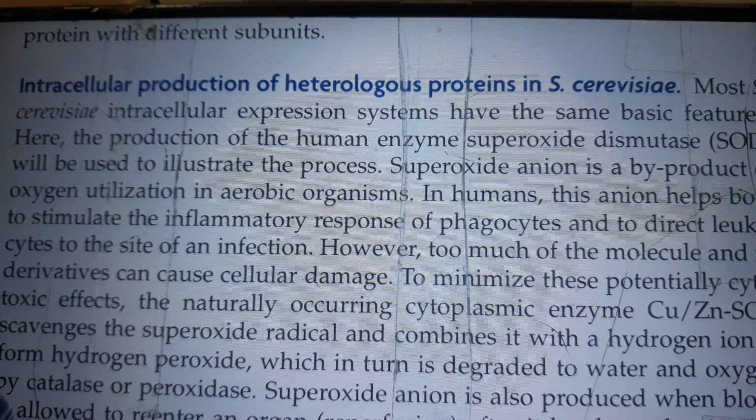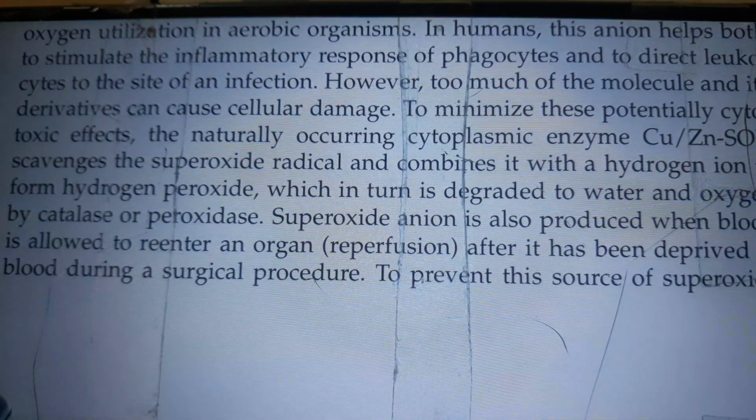Superoxide anion is a byproduct of oxygen utilization in aerobic organisms. In humans, this anion helps both to stimulate the inflammatory response of phagocytes and to direct leukocytes to the site of an infection. However, too much of the molecule and its derivatives can cause cellular damage. To minimize these potentially cytotoxic effects, the naturally occurring cytoplasmic enzyme copper zinc SOD scavenges the superoxide radical and combines it with a hydrogen ion to form hydrogen peroxide, which in turn is degraded to water and oxygen by catalase or peroxidase.